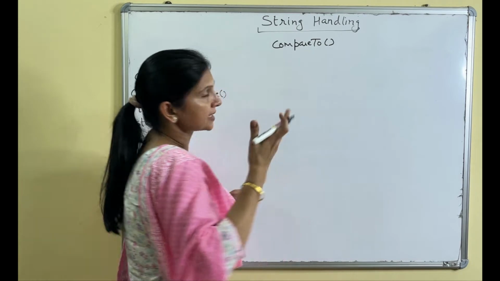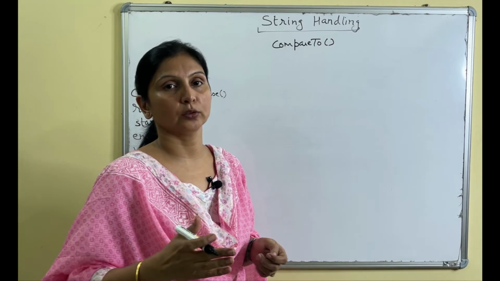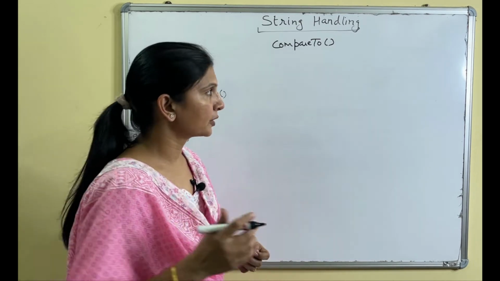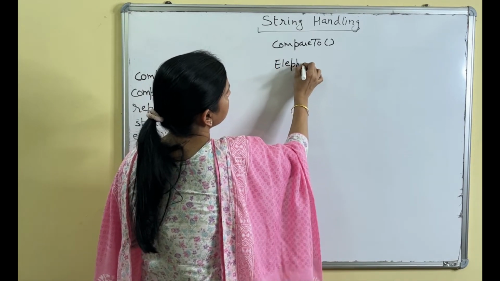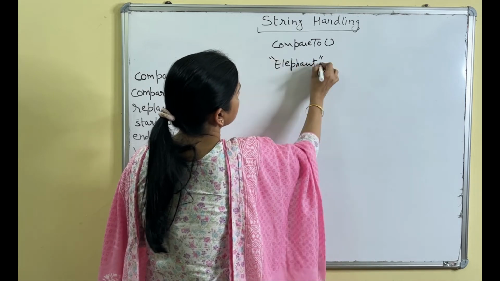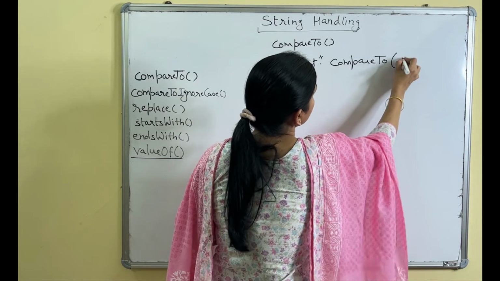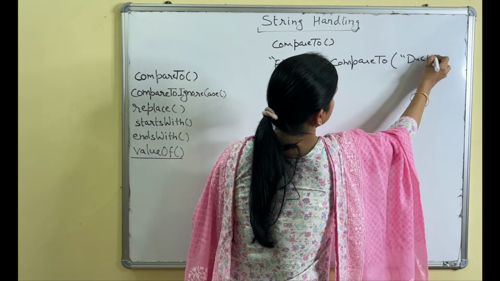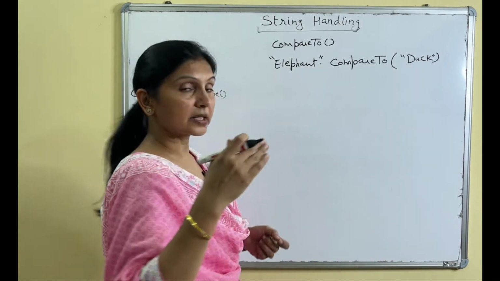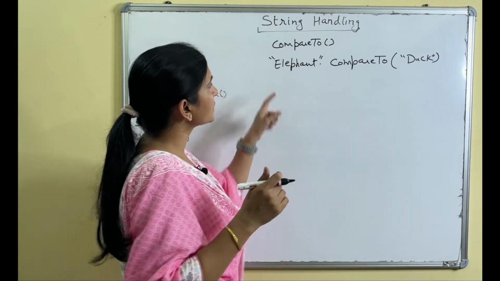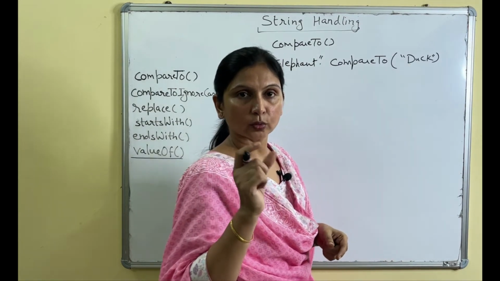The compareTo function, as the name indicates, is used to compare two strings based on ASCII code and not based on the length. For example, if I write one string, let it be elephant, dot compareTo duck. How will you compare these two strings based on ASCII code? We compare character by character. First we will see character E and here it is D. So we will compare the ASCII code of E and D.